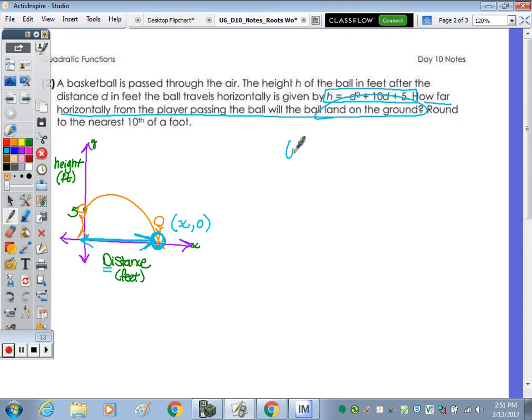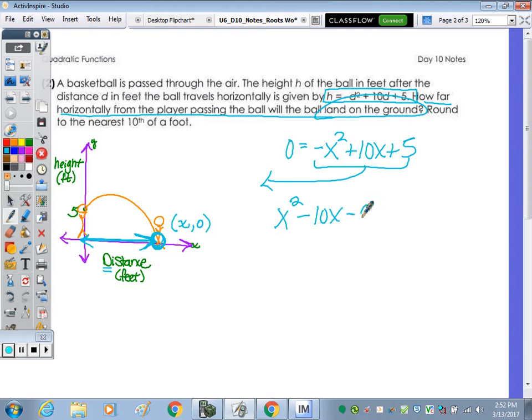So it's 0 equals negative x squared plus 10x plus 5. Which method would you like to use? Complete the square? What do we have to do before we can complete the square? Yeah, we want this x squared to be positive. So if I move everything over, it becomes a positive x squared. That positive 10x becomes negative 10x. The positive 5 becomes negative 5 equals 0.